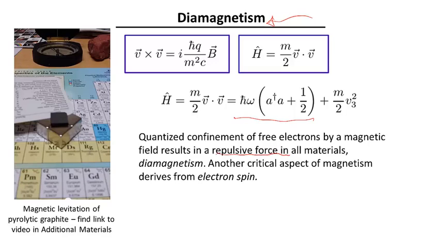In fact, all materials feel a repulsive force, but in some cases the attractive forces of magnetic forces are much stronger. This repulsive force is sufficient to do magnetic levitation at room temperature. There's a link in additional materials to a little video I made of levitation of a chip of pyrolytic graphite by a simple 4-magnet trap. This is made possible because pyrolytic graphite, for some reason, has an extremely high diamagnetic susceptibility.